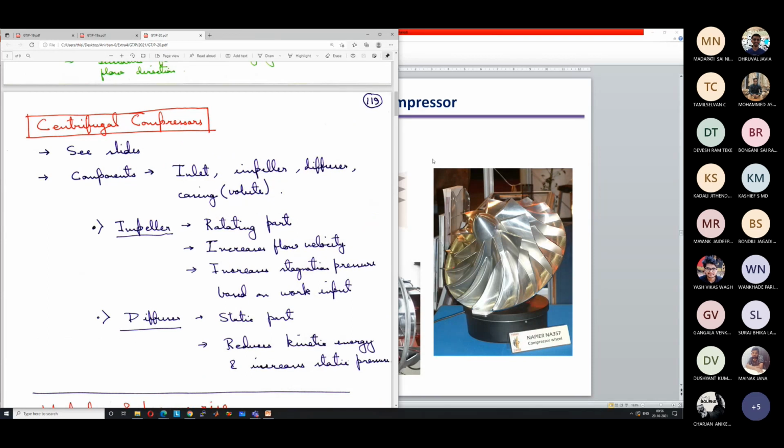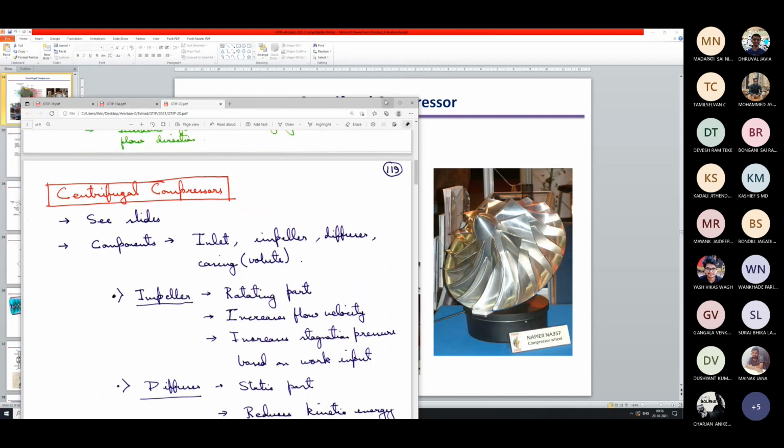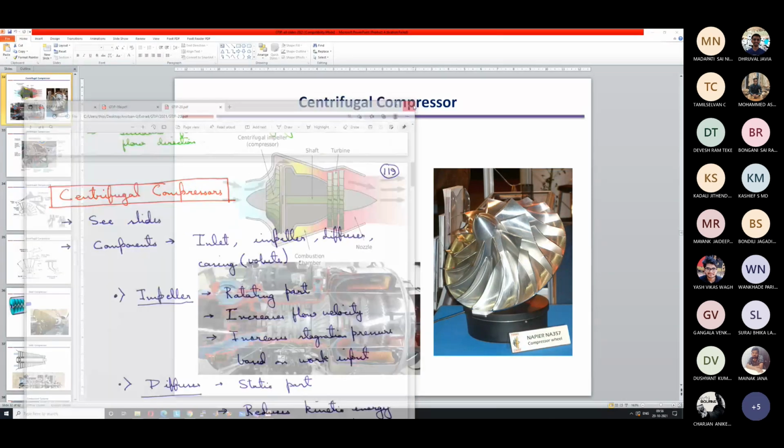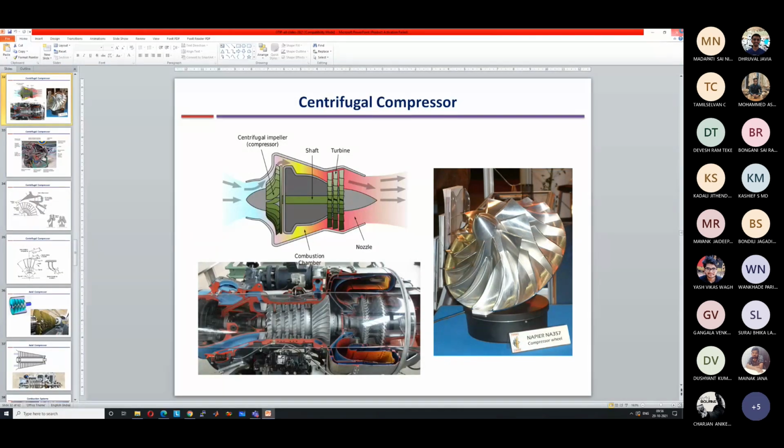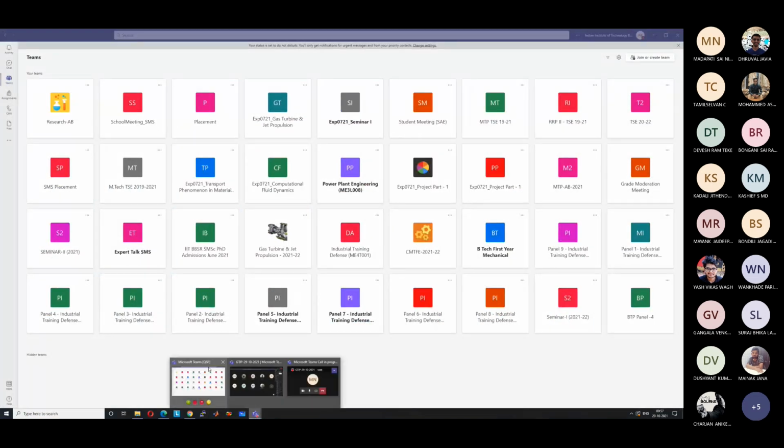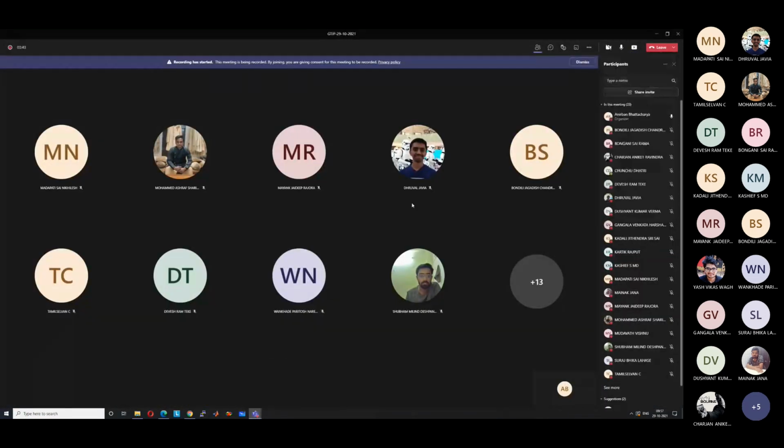Start practicing the problems that I have given. And I have also updated the notes, so up-to-date notes are there on this side. Okay. Stop the recording.